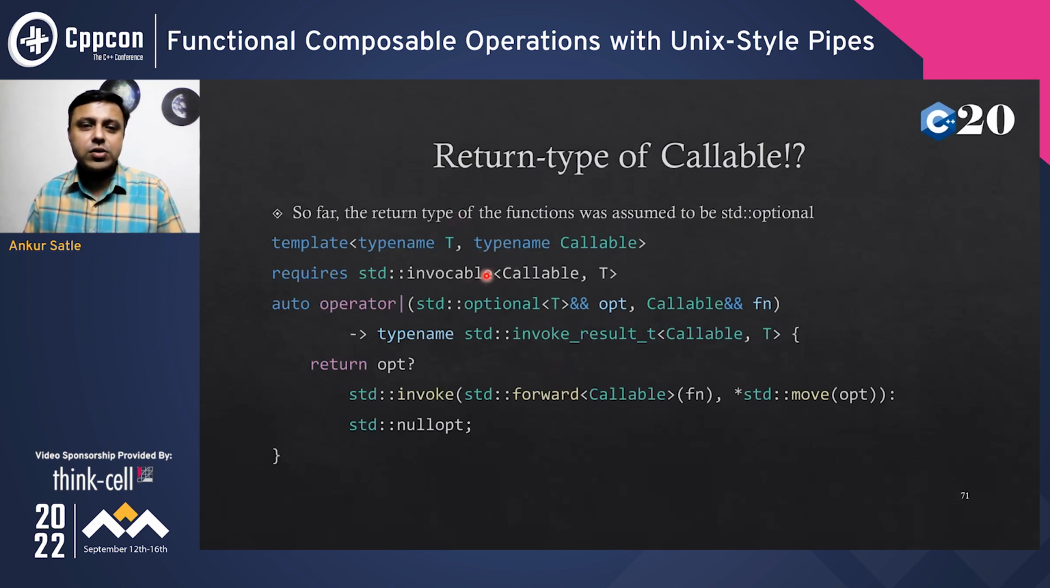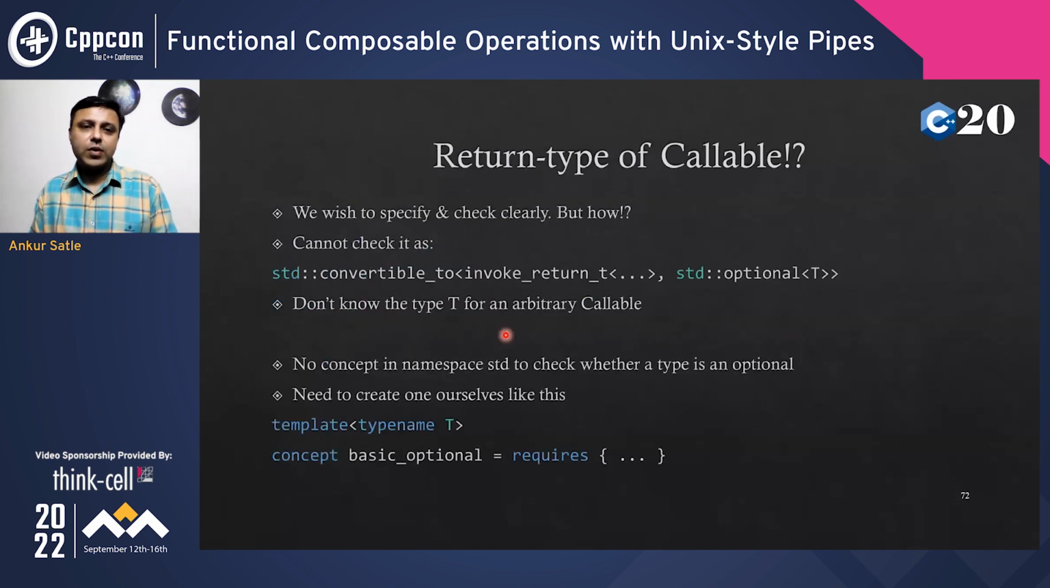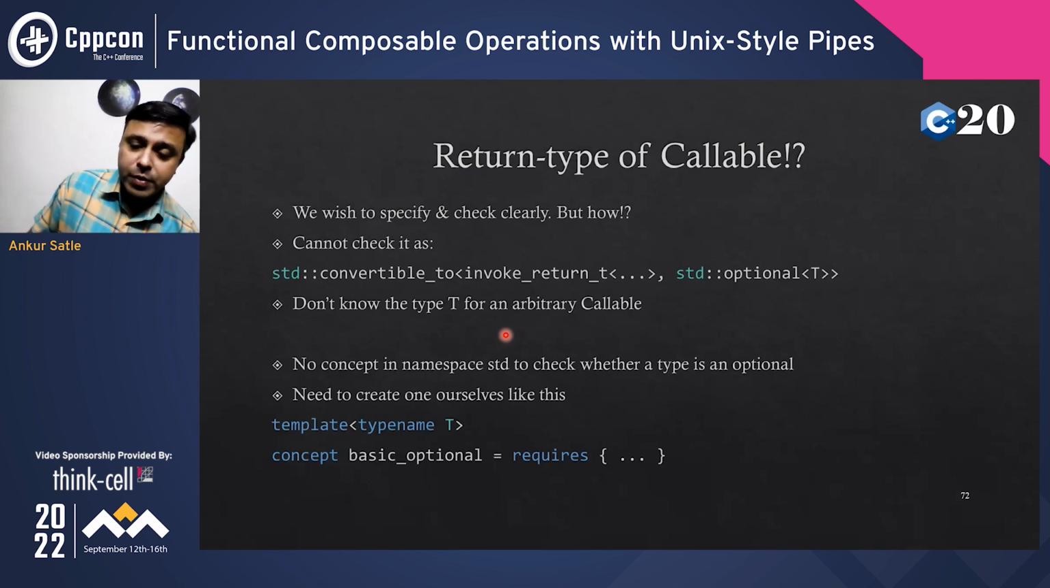So this is the operator just pasted from the previous slides, reproduced as is, reminding you that we are actually treating the return of this operator always as an optional. I purposely did that to reach this point, but it's not right. It may not always be optional. But we want to now say that it returns an optional, and then we need to be able to check that it is indeed a function which gives you an optional.